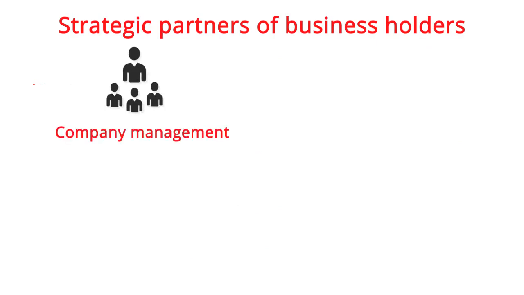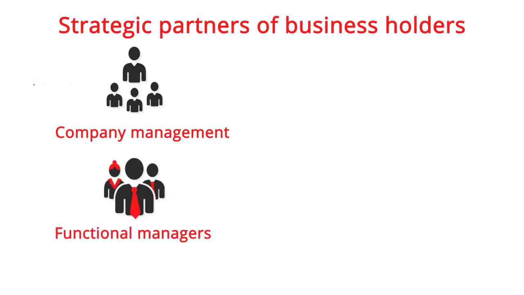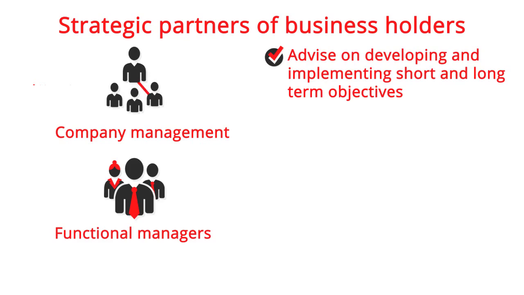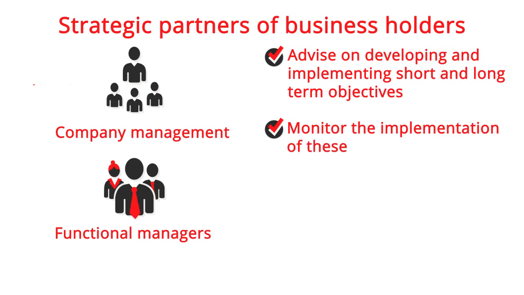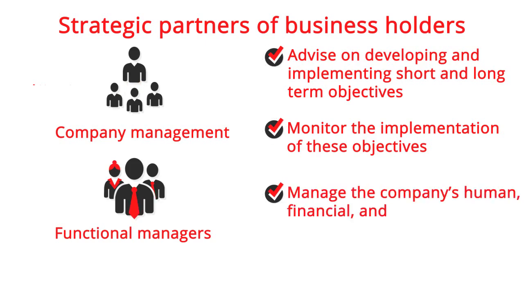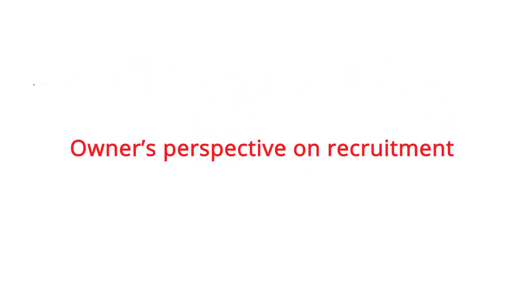On this slide, you can see that we refer to those who occupy the management position and functional managers. As an SME, you may not have a director of finance or sales director. You may not give them those titles. However, you're most likely to have a sales manager, an accounts officer. They are your key staff. And what are their roles? They're going to advise on developing and implementing short and long-term objectives, because as your strategic partner, you as the company owner would have shared with them what your objectives are. They will also monitor the implementation of these objectives, and they are the ones responsible for managing the company's human, financial, and physical resources.